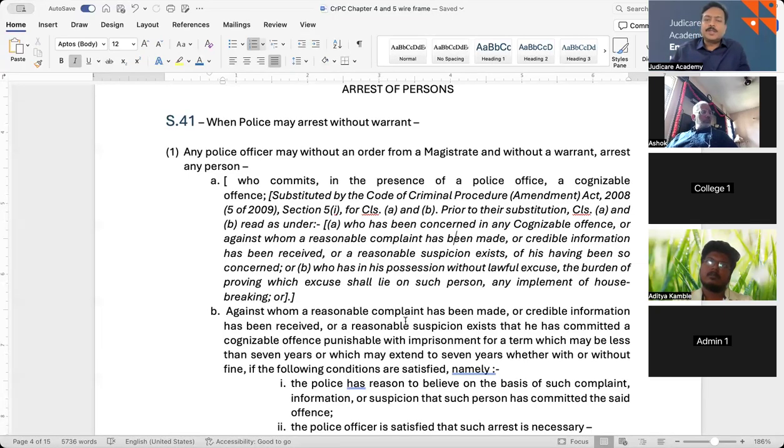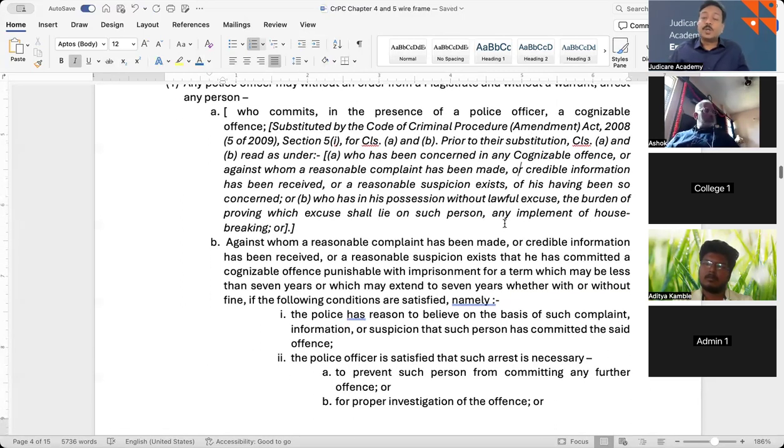It says: who commits, in the presence of a police officer, a cognizable offense. That is all that is required as per Section 41(1), clause (a). So any police officer can arrest in that situation. Number two, against whom a reasonable complaint has been made, or credible information has been received, or a reasonable suspicion exists that he has committed a cognizable offense punishable with imprisonment for a term which may be less than seven years or which may extend to seven years, whether with or without fine, if the following conditions are satisfied.